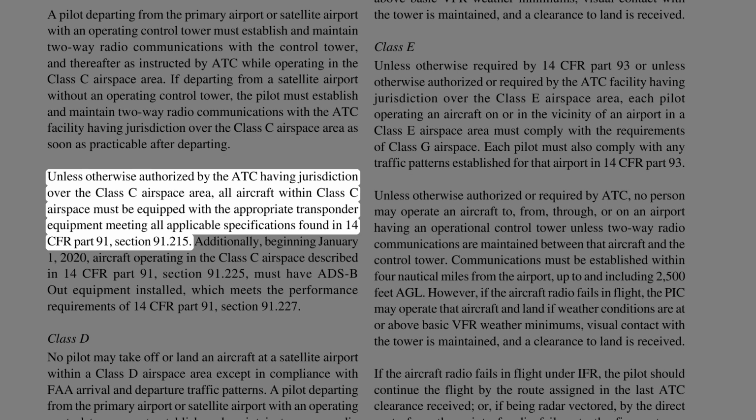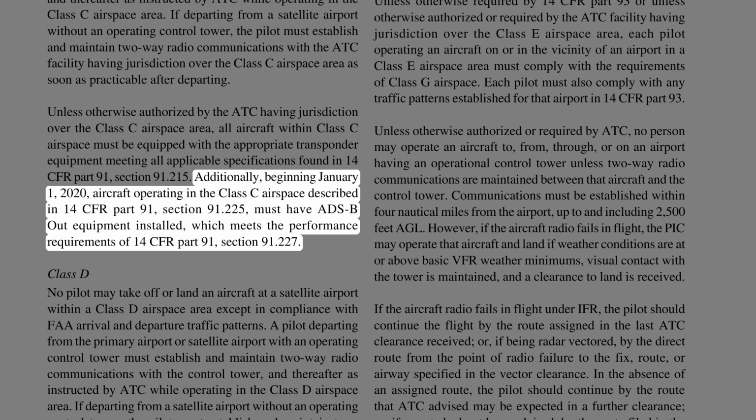Unless otherwise authorized by the ATC having jurisdiction over the Class C airspace area, all aircraft within Class C airspace must be equipped with the appropriate transponder equipment meeting all applicable specifications found in 14 CFR Part 91, Section 91.215. Additionally, beginning January 1, 2020, aircraft operating in the Class C airspace described in 14 CFR Part 91, Section 91.225, must have ADS-B Out equipment installed, which meets the performance requirements of 14 CFR Part 91, Section 91.227.